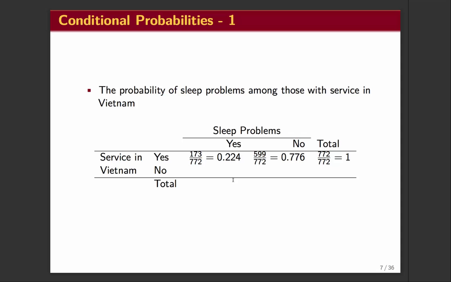So now notice our denominator has changed. Up to this point we were dealing with 1783 in both cases. Now we are taking 772. These are referred to as conditional probabilities. Really fun, a lot of terminology. Why do you think we're referring to it as a conditional probability? It's under the condition that line of people served in Vietnam. Yes, we are conditioning and saying we want to know the probability of sleep problems given that there was service in Vietnam. So we're starting from the assumption that we're only paying attention to those who served in Vietnam. In this case, of those who served in Vietnam, 22.4% have sleep problems, and 77.6% do not.